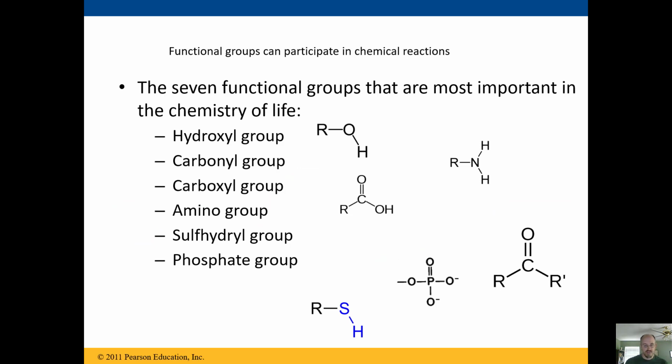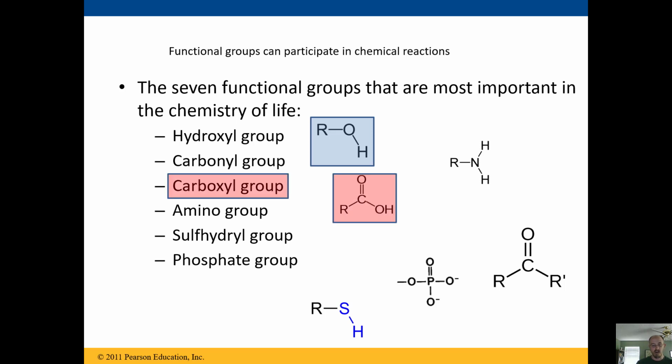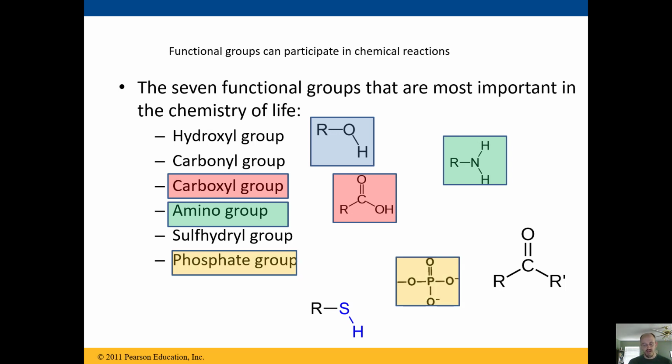There are 7 functional groups that are the most important for life. Hydroxyl groups, which will look like an OH. Carboxyl groups, which are an OH and a carbon, and then double bonded to an oxygen. That's carboxyl. This letter R stands for the rest of the molecule. That's what that stands for. Amino groups, phosphate groups. These I'm highlighting because they come up in this chapter a little bit, at least several of them do. Amino groups you find in amino acids. Phosphate groups you'll find in DNA and ATP and things like that.